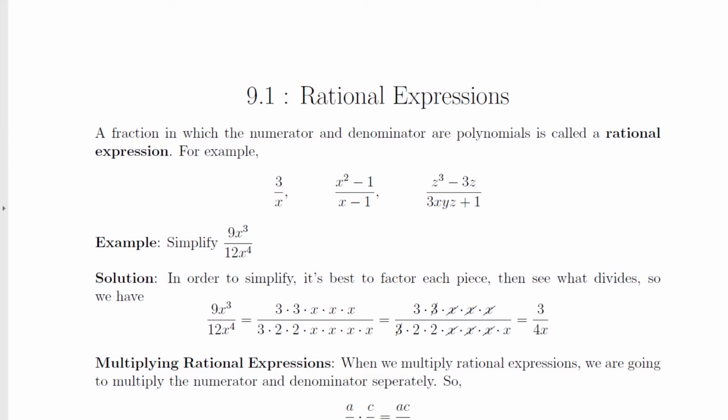A rational expression is just the ratio of one function over another. It's a fraction. So 3 over x is an example of a rational function. x squared minus 1 over x minus 1. z cubed minus 3z all over 3xyz plus 1. These are examples of rational expressions, when we divide one expression by another expression.